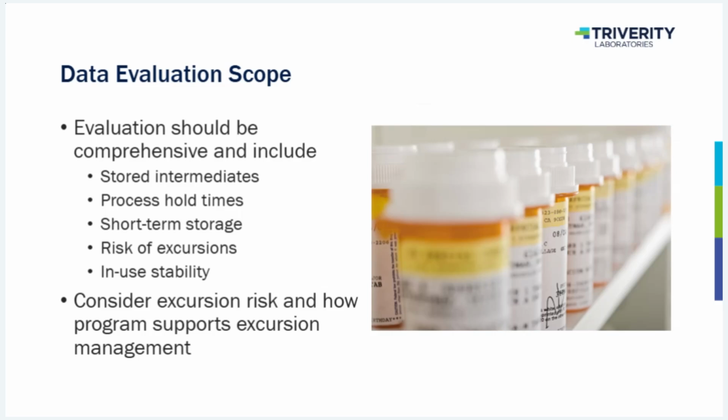So the scope of your data evaluation. Your evaluation needs to be comprehensive. It should include your stored intermediates. What kind of stability do you see during processing? What are your process hold times and what does that stability look like? Do you have short-term storage? Do you have in-use stability? Is there a high risk of excursions? As we talked about, frozen storage has a much higher risk of an excursion than room temperature stability, and an excursion could have a massive impact.